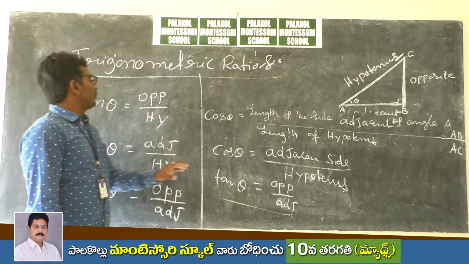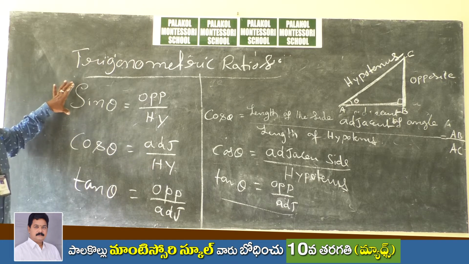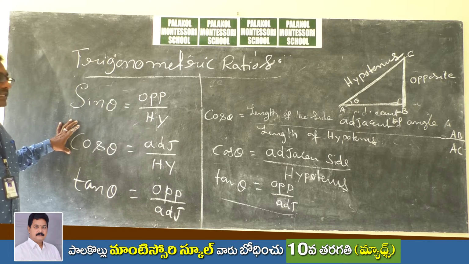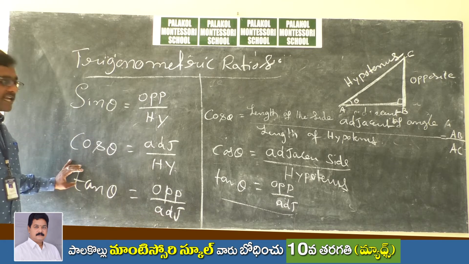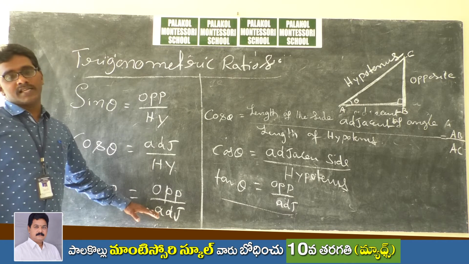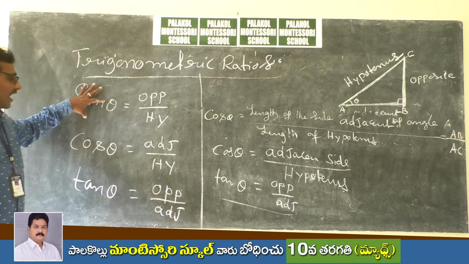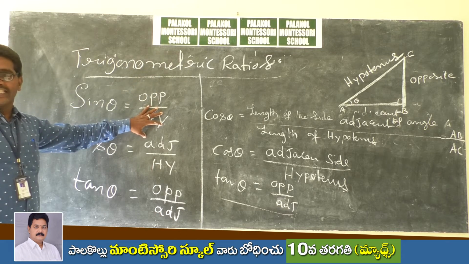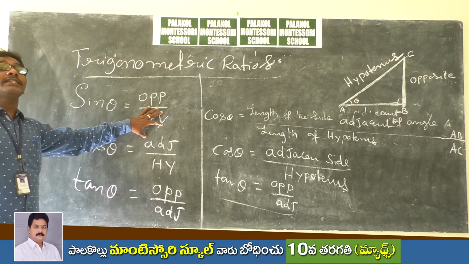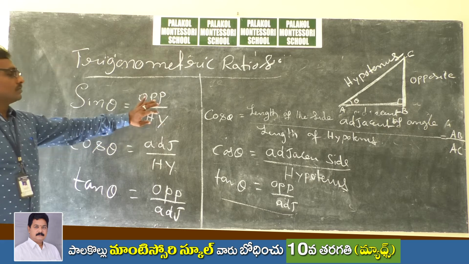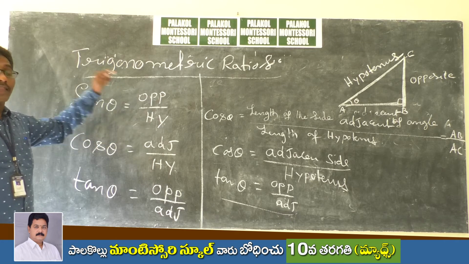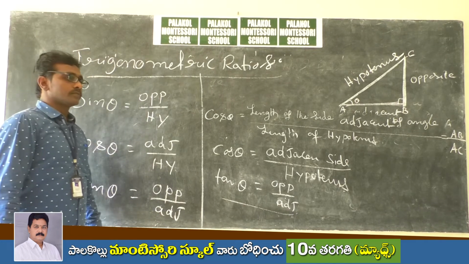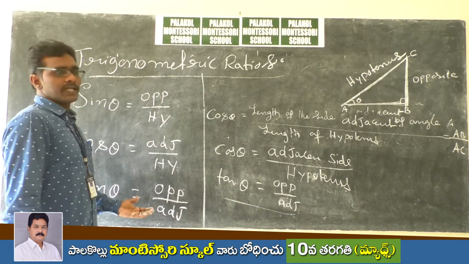So simply keep in mind: sin theta is equal to opposite by hypotenuse, cos theta is equal to adjacent side by hypotenuse, tan theta is equal to opposite side by adjacent side. How do you define the sin theta? The ratio of the opposite side by hypotenuse is a constant in all similar right angle triangles. The ratio will be named as sin theta. Similarly, remember cos and tan.